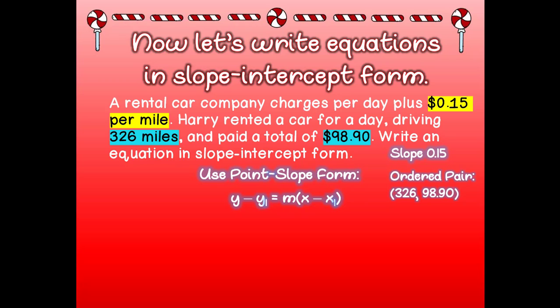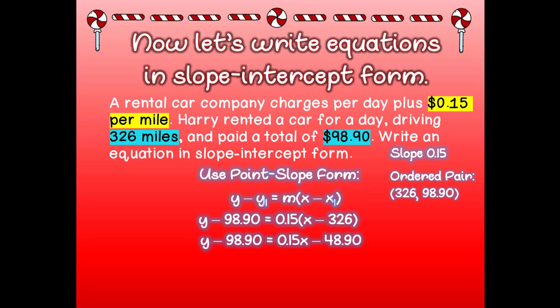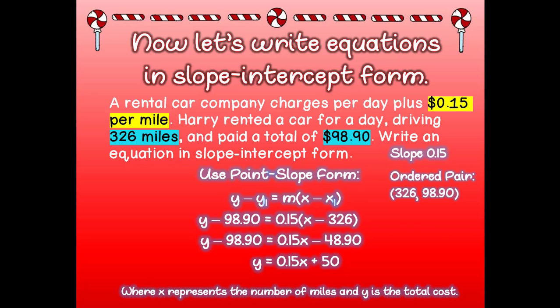What I want to do is use point slope form because I have a slope and a point. If you don't remember point slope form, here it is: y minus y1 equals m times x minus x1. The x1 and y1 come from the ordered pair that we already have. So I'm going to sub those in place of x1 and y1, and the 0.15 is our slope, so you can see I replaced m with 0.15. Now I need to distribute that 0.15, so I get 0.15 times x, and then 0.15 times 326, which came out to 48.90. And last, I want to add 98.90 to both sides, and I get my final equation. So x represents the number of miles, and y is the total cost.